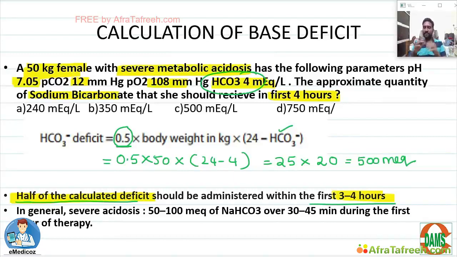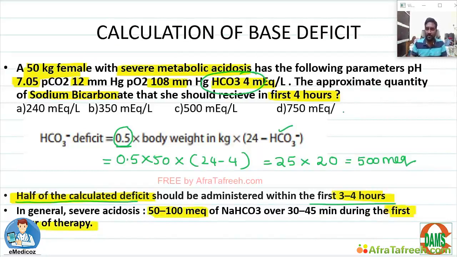So in the initial first 3 to 4 hours, we give half. Later in the day, we can give the other half if the patient is not improving with the other supportive management for the disease. Now, if they ask you in an emergency situation how much maximum you can give during the first hour: in general, in severe acidosis, 50 to 100 milliequivalents can be given during the first hour of therapy. This is very, very important that you should know for the question.